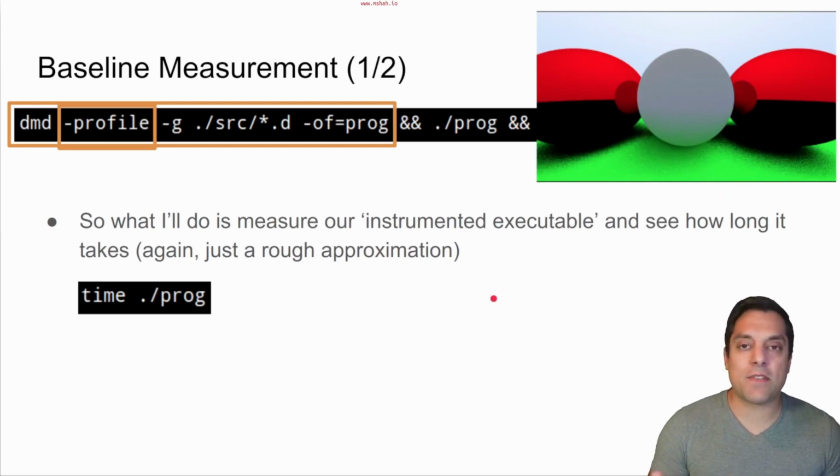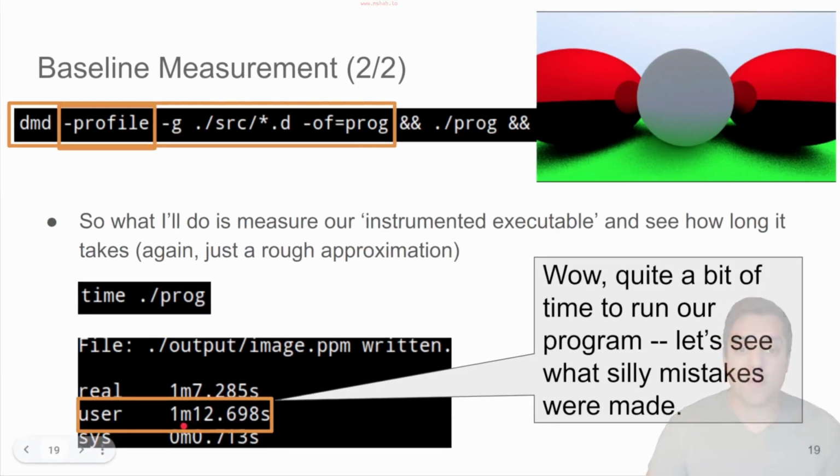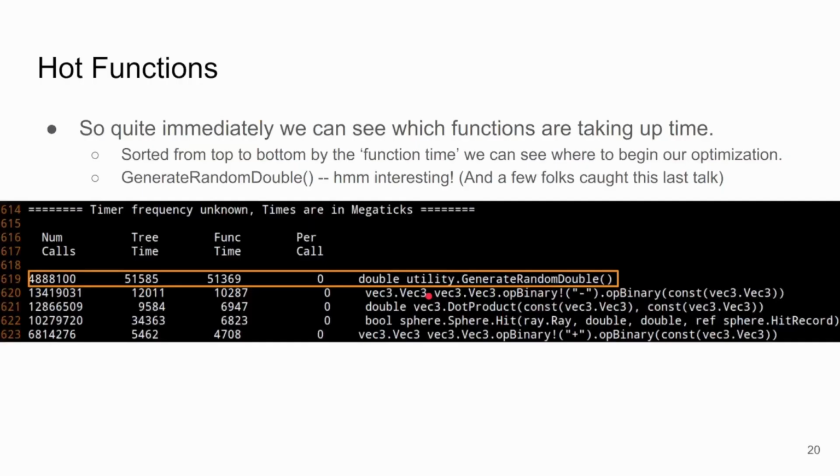So it'll give us a good benchmark. And right away we can see that to render this on my particular machine, it's about 1 minute and 12 seconds. So that's what we're going to want to improve on. So let's see what silly mistakes I was making and how we can improve on them using D properly here.